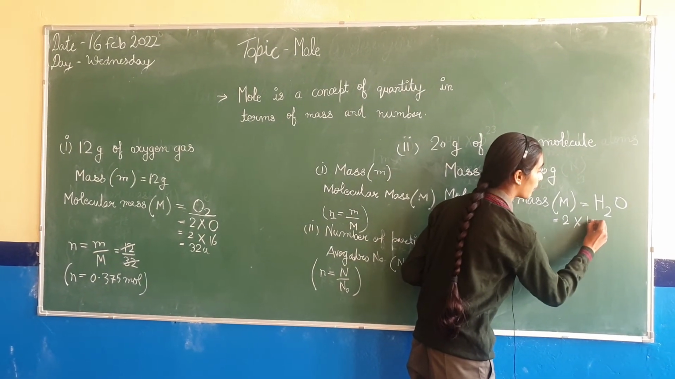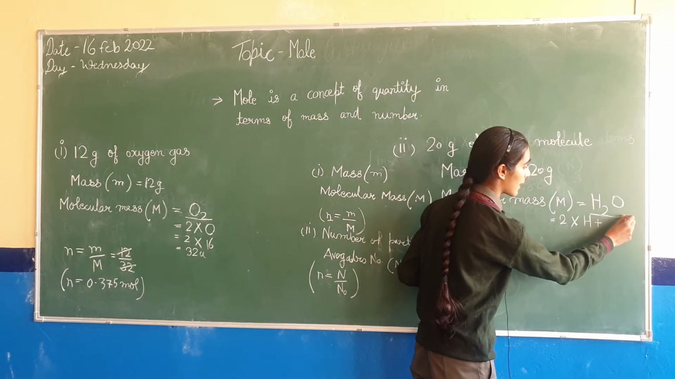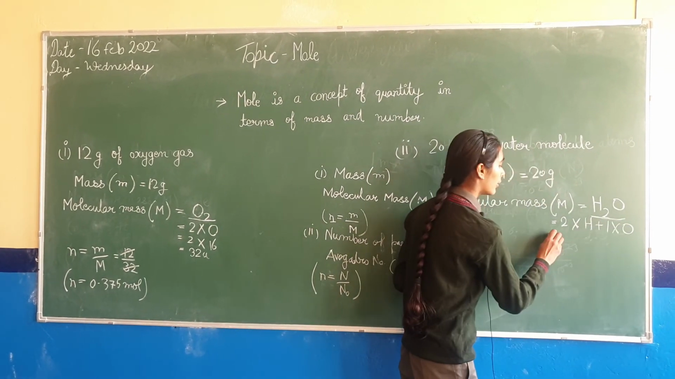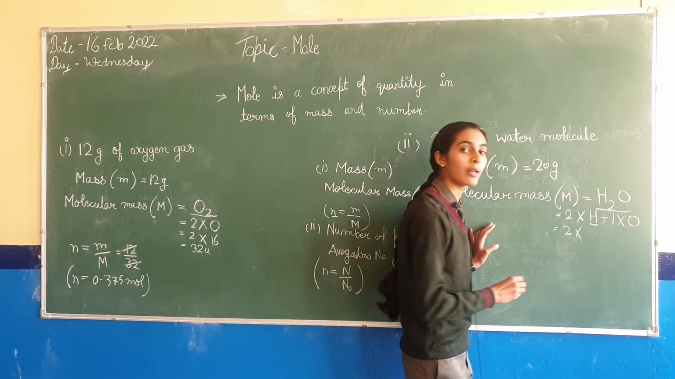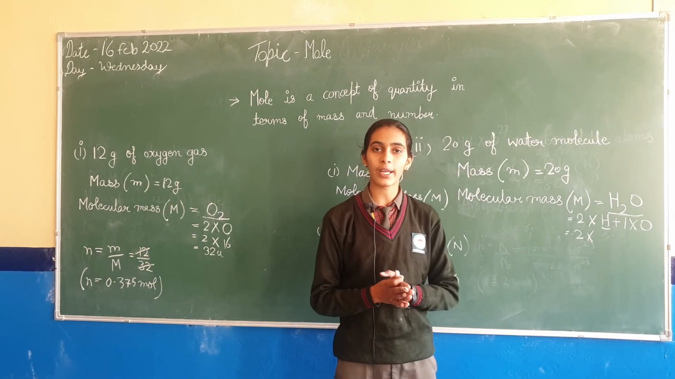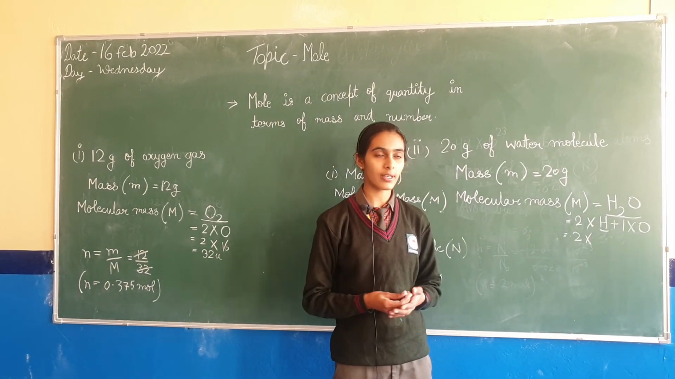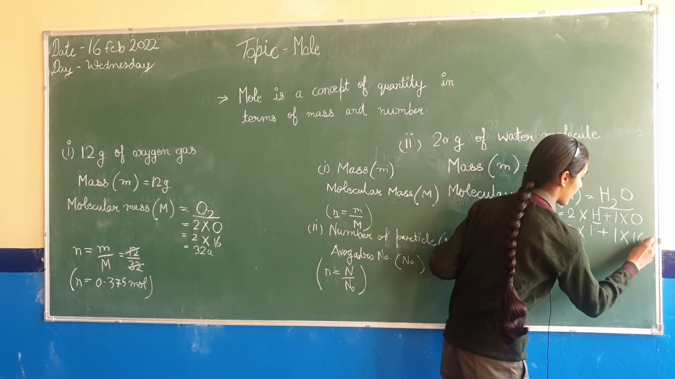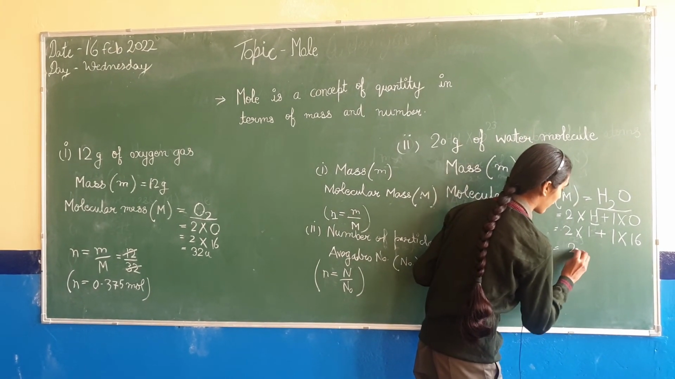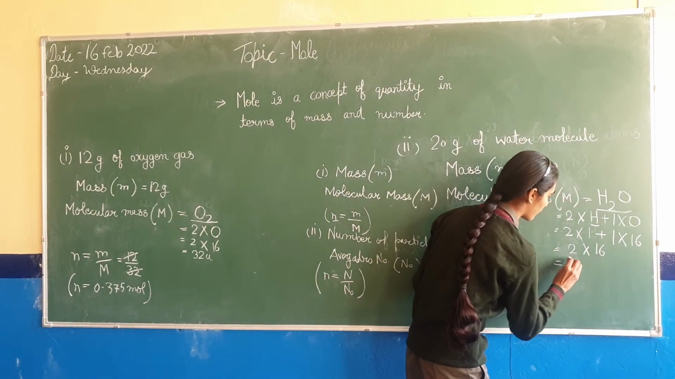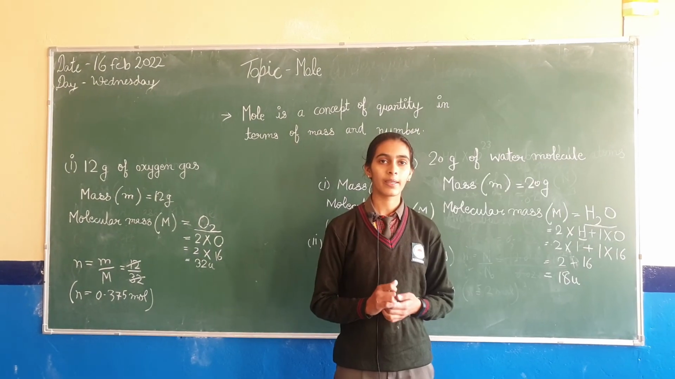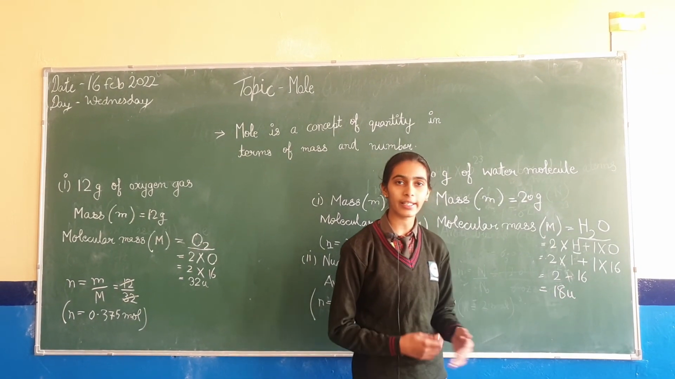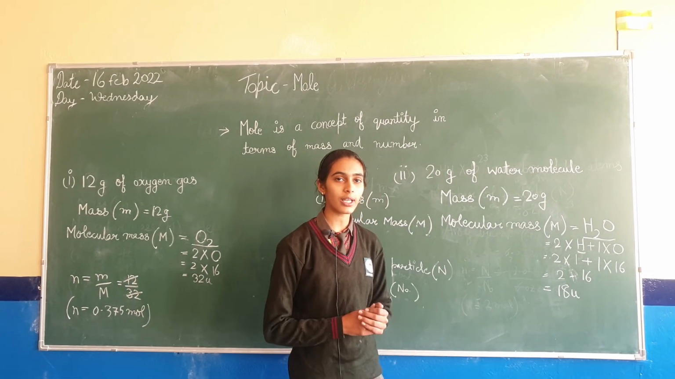First of all we have to break it. When we break H2O, we will get 2 into H plus 1 into oxygen atom. 2 into H. H is a symbol for hydrogen atom. Atomic number of hydrogen is 1. Mass number of hydrogen is 1. So 2 into 1 plus 1 into mass number of oxygen atom is 16. From this we will get our answer, that is 18 unified. After adding the mass number of hydrogen and oxygen, we get our answer 18 unified. Molecular mass of water is 18 unified.